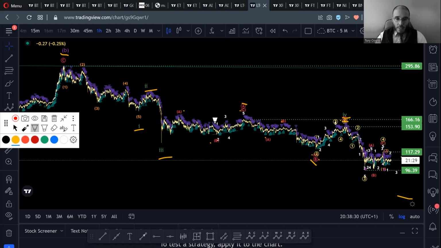Here we had an ending diagonal, 1, 2, 3, 4, 5, with wave 4 entering the price territory of wave 1. And now I'm going to take a look at the final part of the correction from wave 4, excuse me, from wave 4 top. So I'll zoom in to show you that.